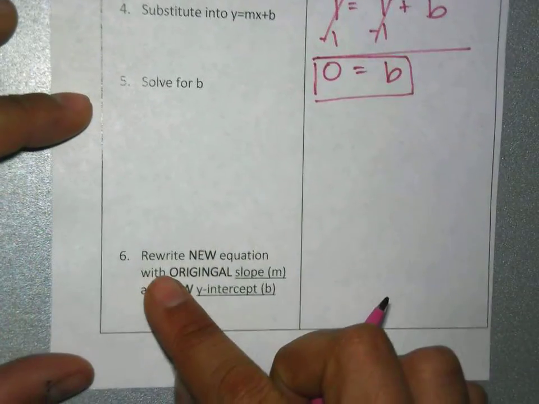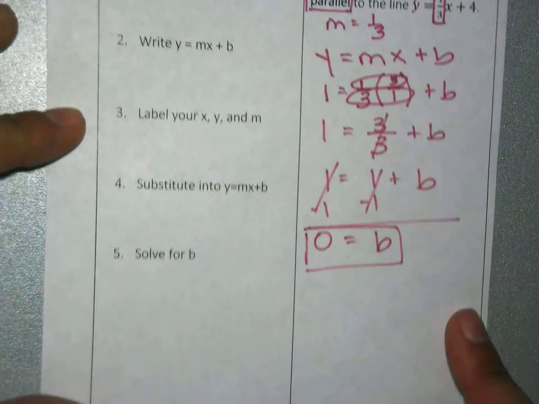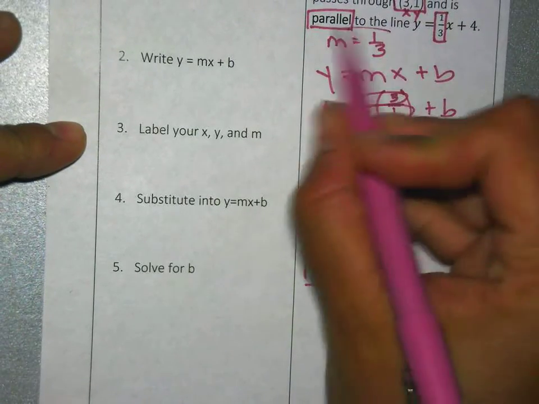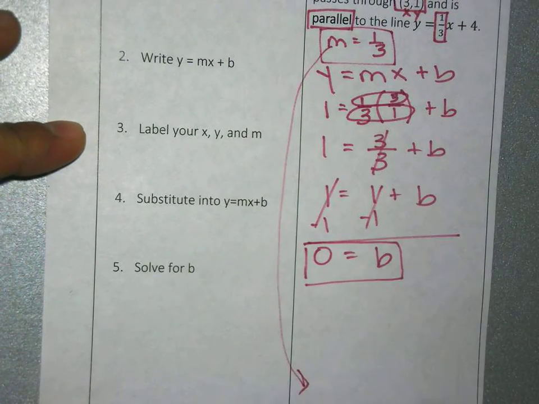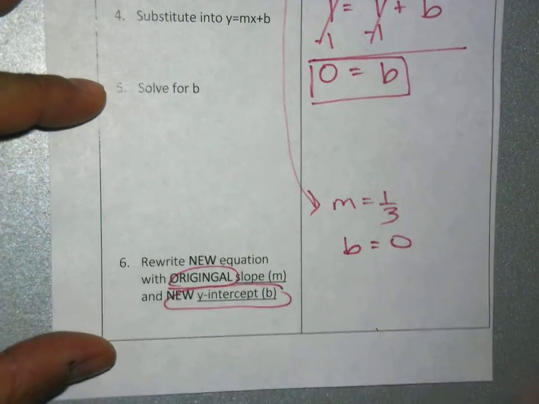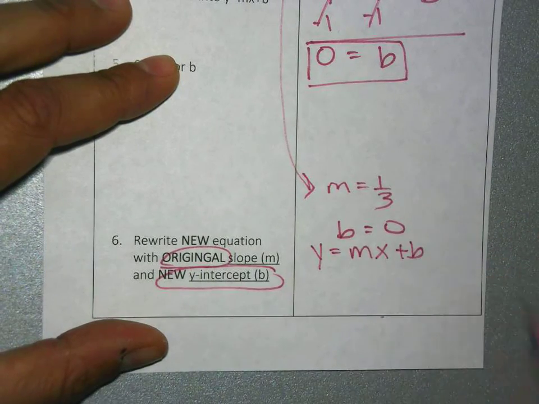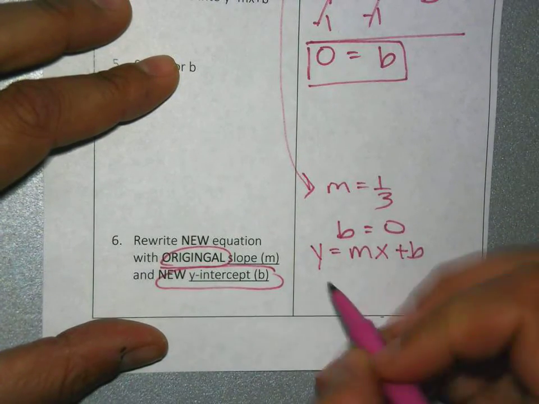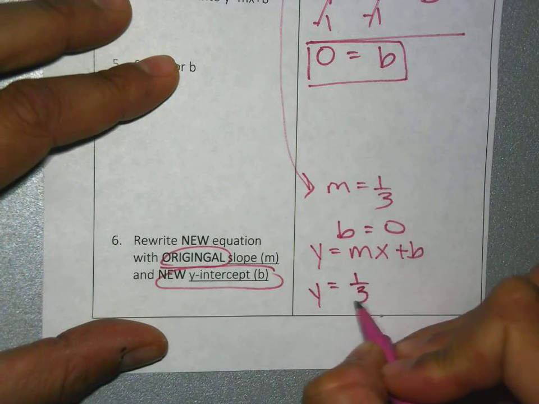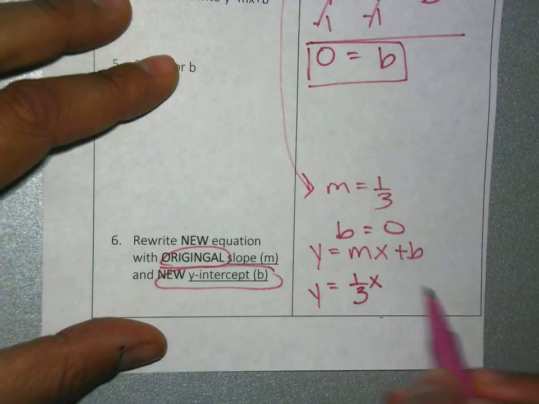My last step says to rewrite the new equation with my original slope as 1/3 and my new y-intercept is 0. So in y equals mx plus b, I'm going to substitute this for 1/3, bring down the x, and because b is 0, I'm going to leave this blank.